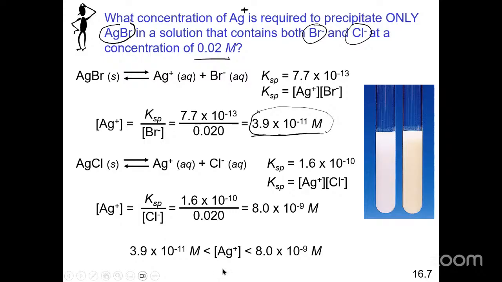And the reason why, because we just calculated the amount that is needed to precipitate silver from the bromide from the solution, that's this here, and this is the amount that is needed to precipitate the chloride, which we don't want. So we know that the concentration of Ag+ must be less than this, but would have to be greater than the concentration of 3.9 times 10 to the minus 11. All right?